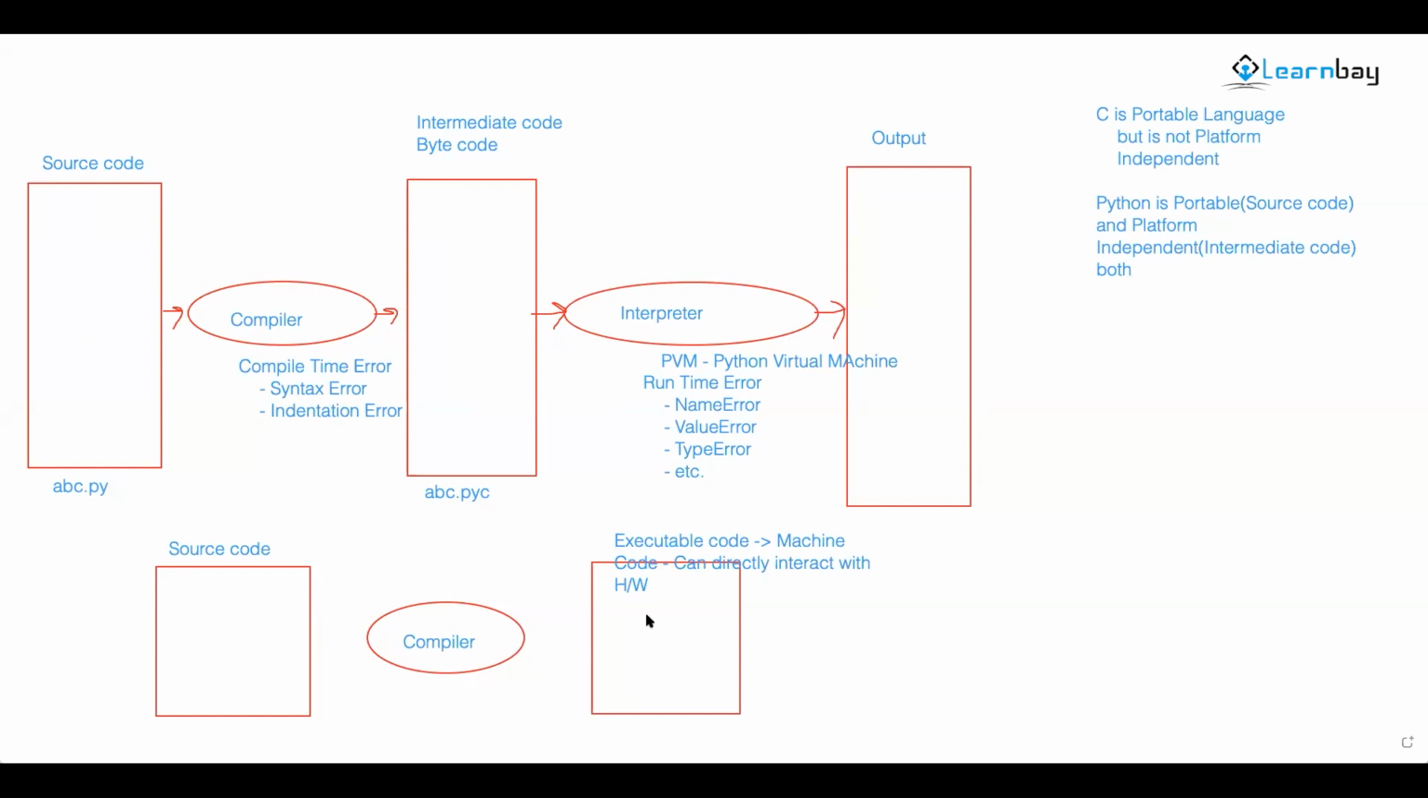Now this executable code is getting generated. This is an intermediate code. You will be able to see this file. This gets generated, but it's not going to interact with all the hardware because it's not platform independent. We say it is platform dependent.